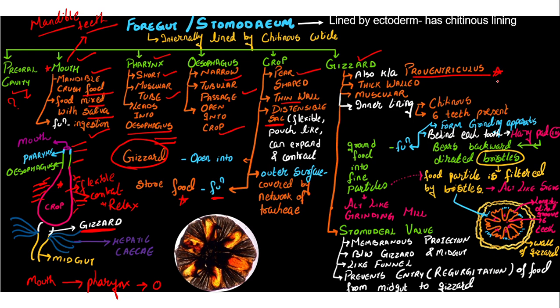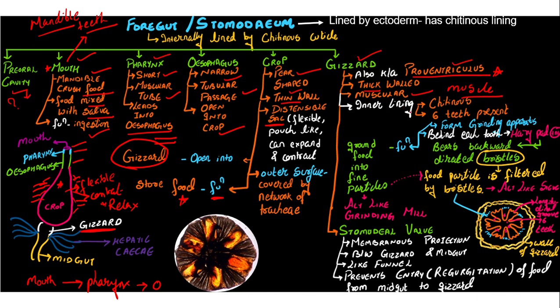Again, this is a NEET question. Previously, instead of gizzard, they wrote proventriculus. So, if you don't know the second name, you won't be able to answer the question. So, gizzard is also called the proventriculus, which has a thick wall. Crop has a thin wall. Gizzard has a thick wall. Now, it is muscular in nature, that means made up of muscles.